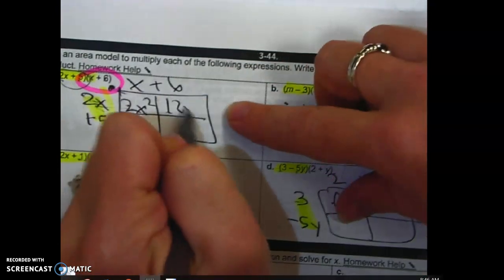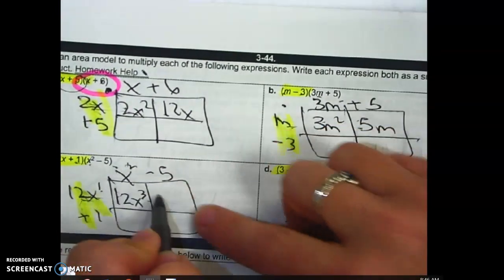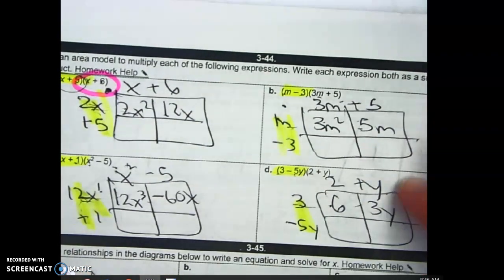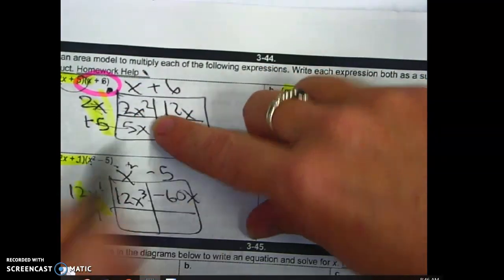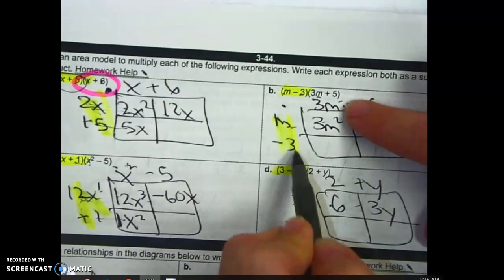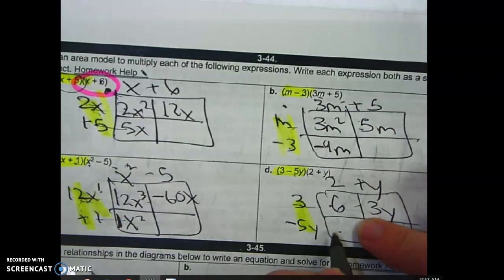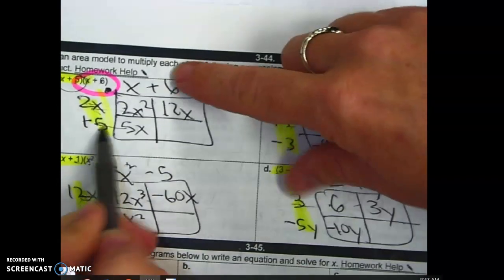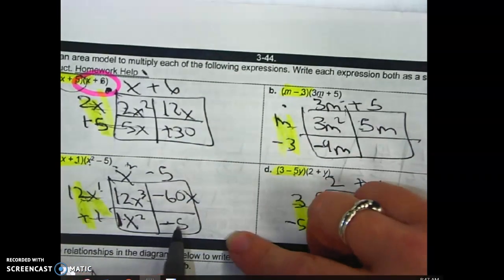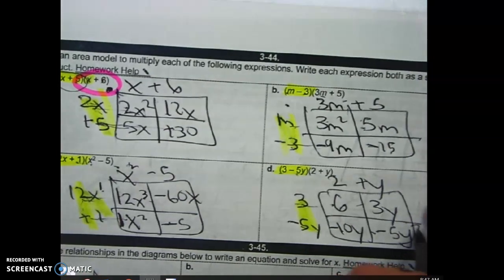2x and 6, 12x. M and 5, 5m. 12x and negative 5, negative 60. 3 and y, 3y. 5 and x, 5x. X squared and 1, I'll put a 1x squared. Negative 3 and 3m, negative 9m. 5 and 2 is negative 10y. Last, plus 30, minus 5, minus 15, minus 5y squared.